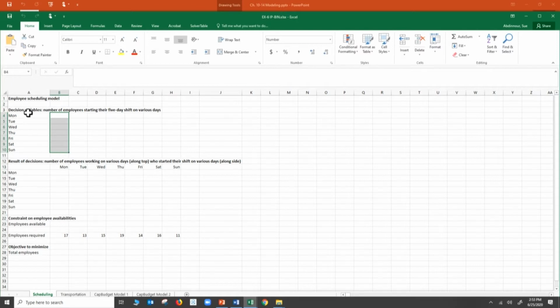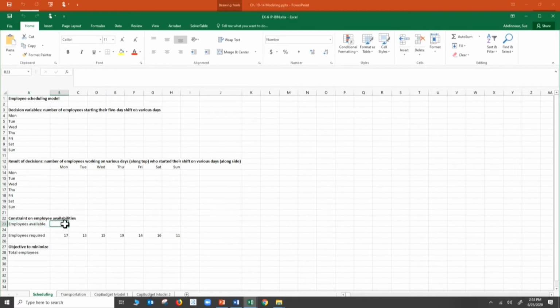The trick is we have to say that the decision variables are the number of employees starting their 5-day shift on Monday, the number of employees starting on Tuesday, the 5-day shift, and so on. This is your model. Right here is where we do the modeling. We write the formulas, and you're going to see how simplistic the formulas are. And right here is where the constraints are.